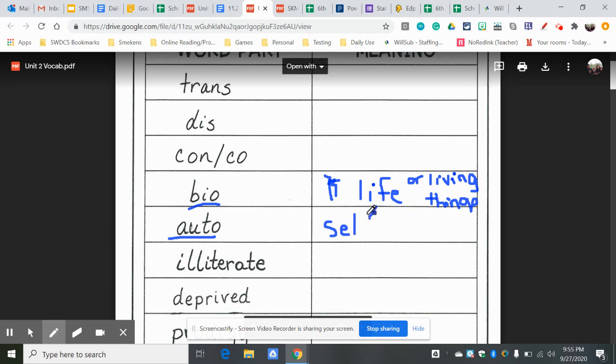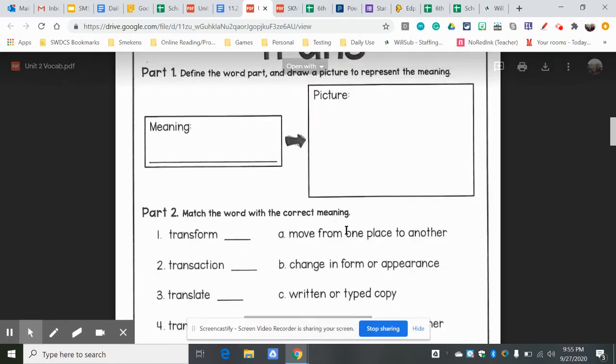So some examples of words that maybe you've been thinking of, bio would be biology, biography, something about a life or living things. Auto would be like automobile, it's something you drive yourself. Autobiography, it's something you write yourself. Autobiographical would be something written about someone by themselves, okay? And then you are going to go complete these pages.